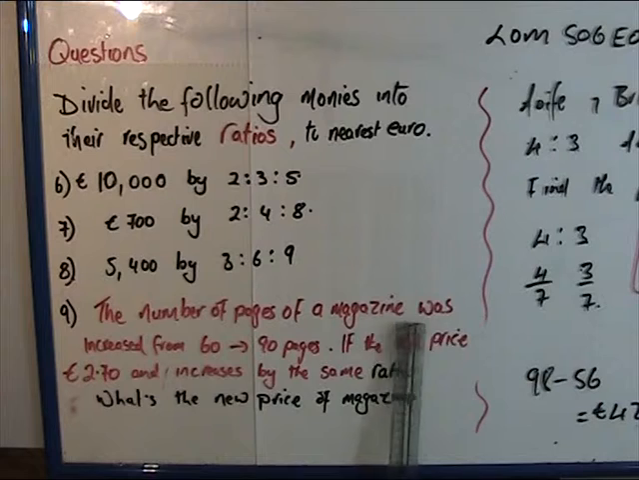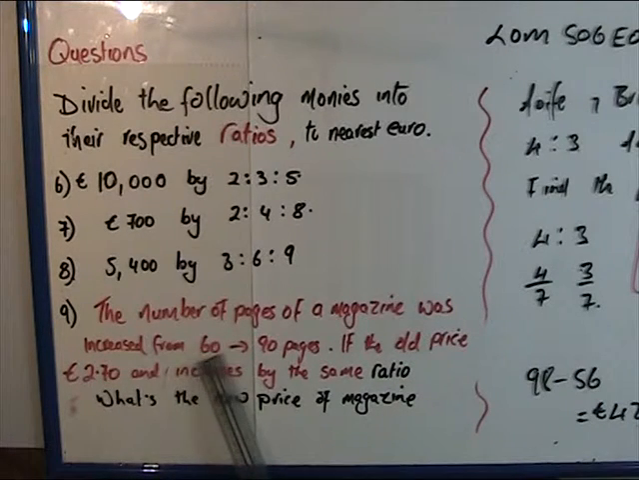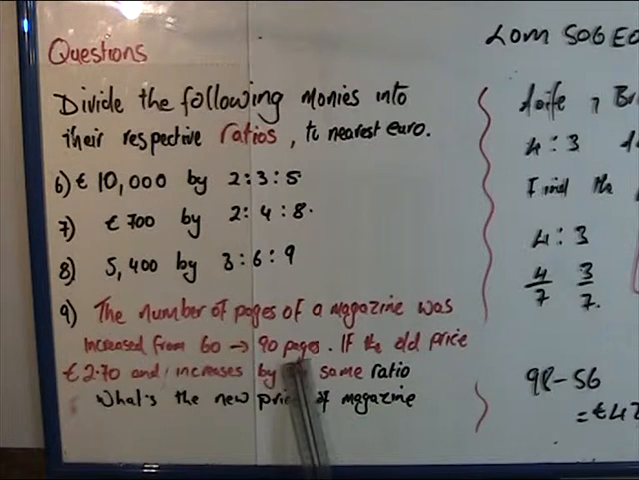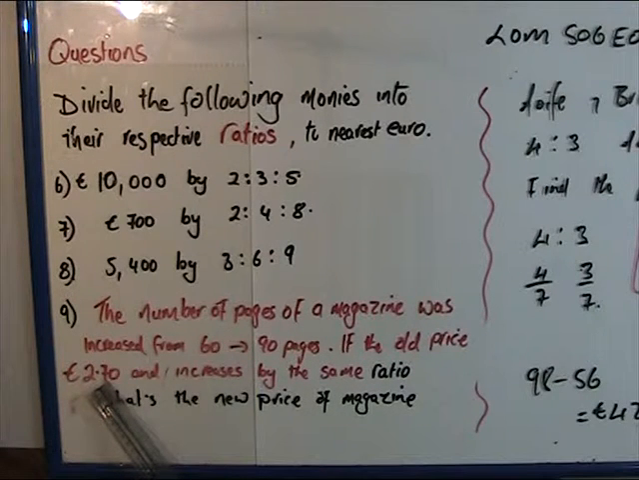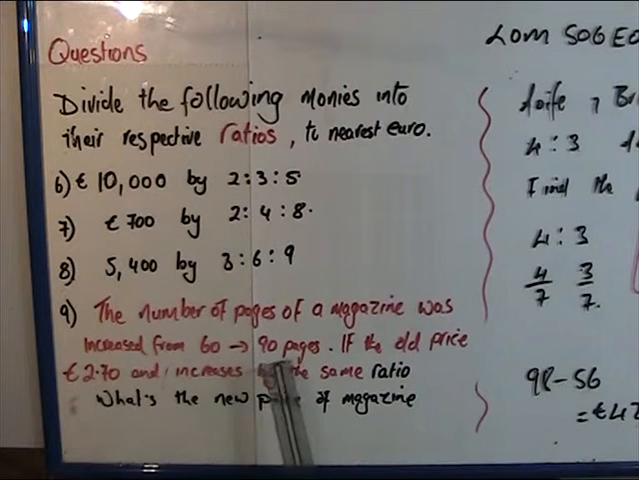Now this one is different. The number of pages of a magazine was increased from 60 to 90 pages, so increased by 30 pages. If the old price is €2.70, so 60 pages is equal to €2.70, and the price increases by the same ratio, what is the new price of the magazine? So 60 is 2.70, then 90. It's the ratio, the proportion.